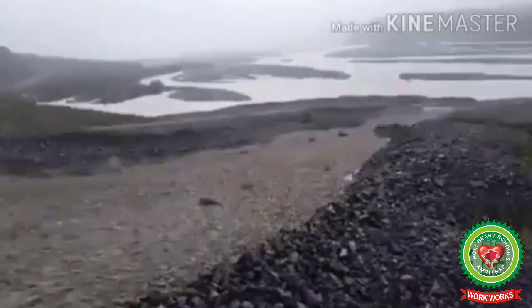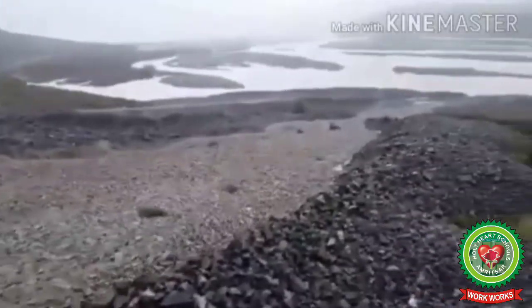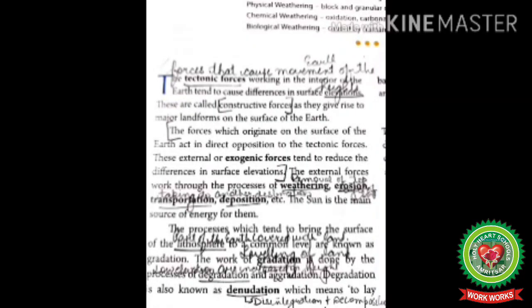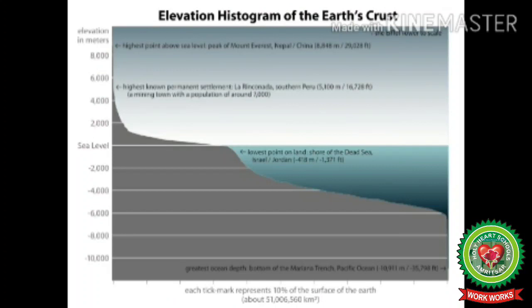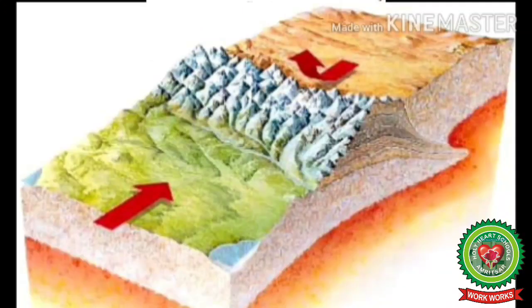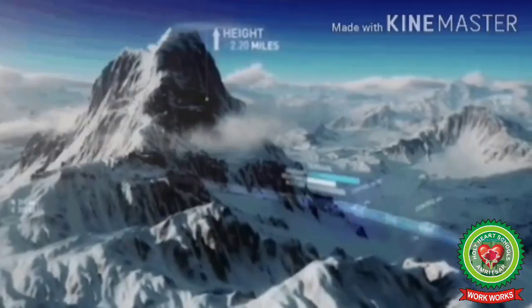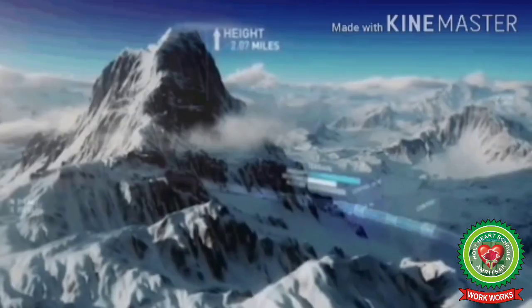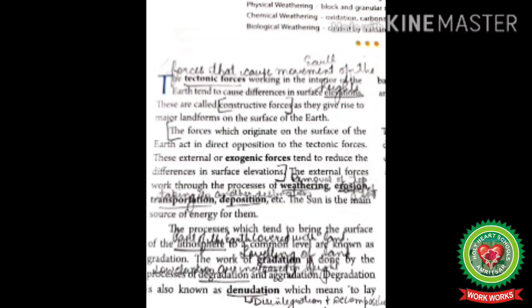So now students, let's start with the reading of our topic today. Weathering. The tectonic forces working in the interior of the earth tend to cause differences in surface elevation. Tectonic forces means forces that cause movement of the earth's crust, and elevation means height. Either they may increase the height of the landform or they may lead to a decrease in the height of the landform. These are called constructive forces as they give rise to the major landforms on the surface of the earth.